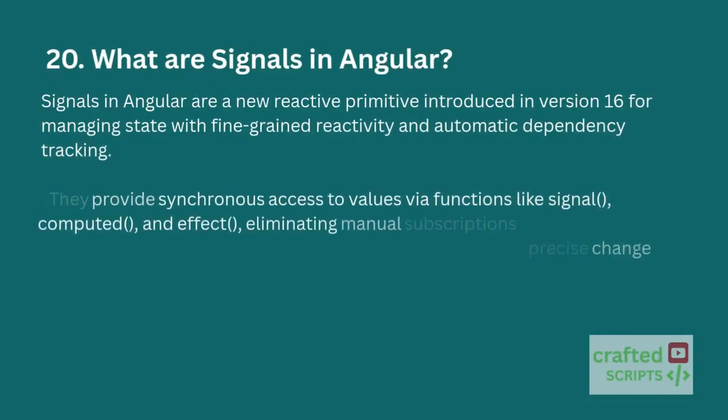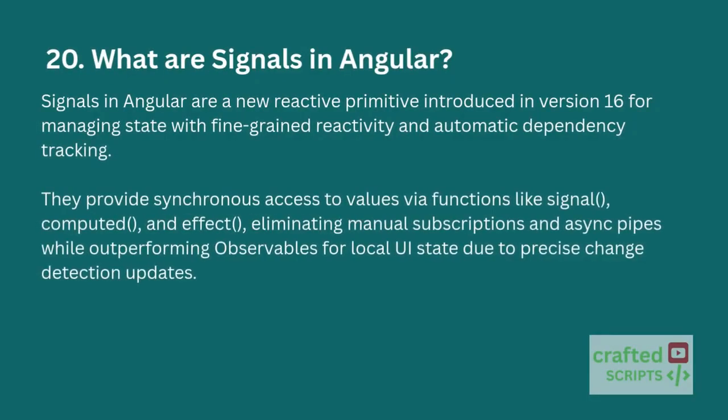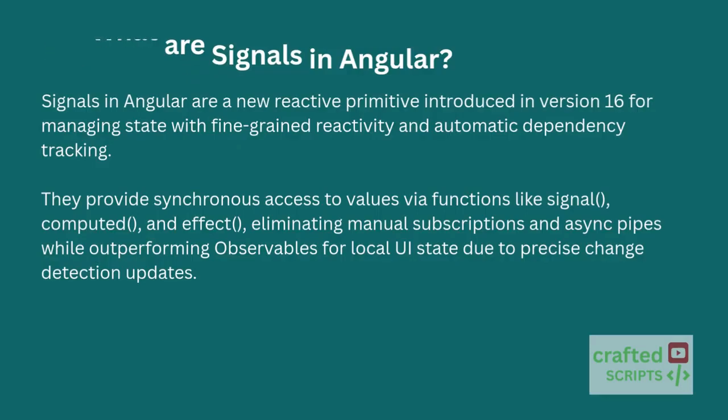Question number 20. What are signals in Angular? Signals in Angular are a new reactive primitive introduced in version 16 for managing state with fine-grained reactivity and automatic dependency tracking. They provide synchronous access to values via functions like signal, computed, and effect, eliminating manual subscriptions and async pipes while outperforming observables for local UI state due to precise change detection updates.